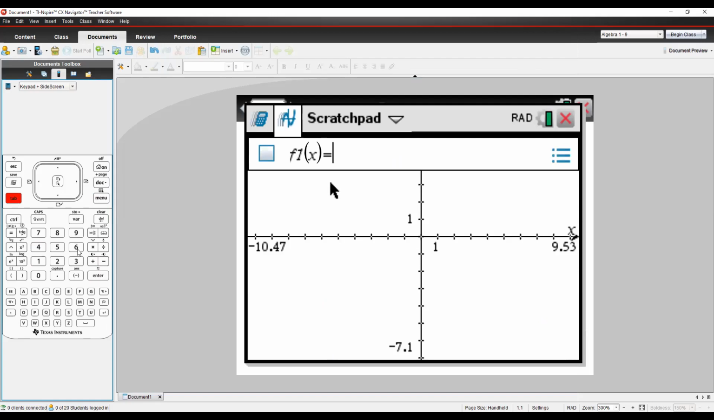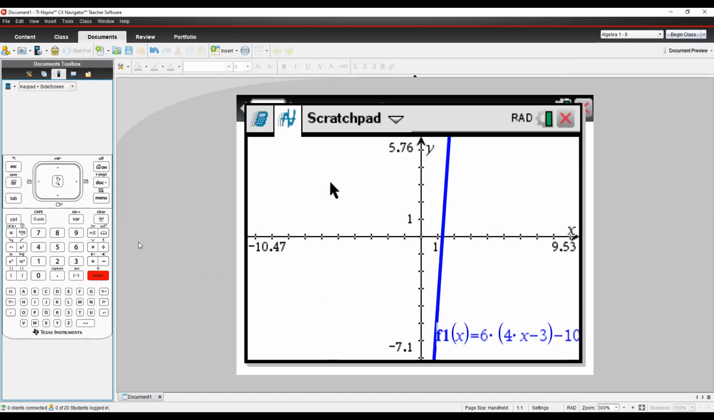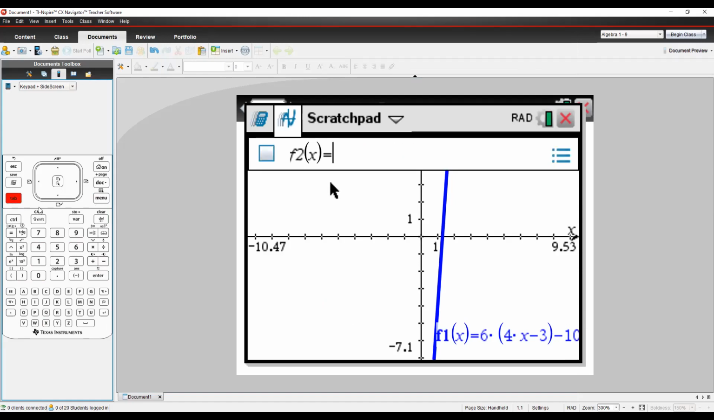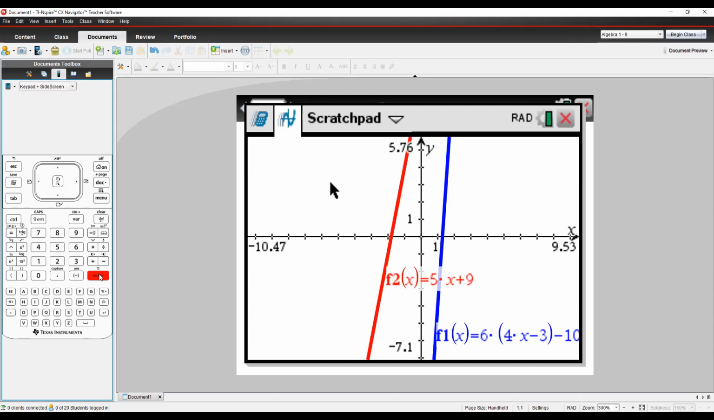And we got 6 parentheses 4x minus 3, close the parentheses, minus 10x. That's the left-hand side of the equation. Boom, done. And then I'm going to press tab, and I'm going to put in the right-hand side, 5x plus 9. Always go over to the equal sign and no further. Now, in this problem, we don't see the intersection.